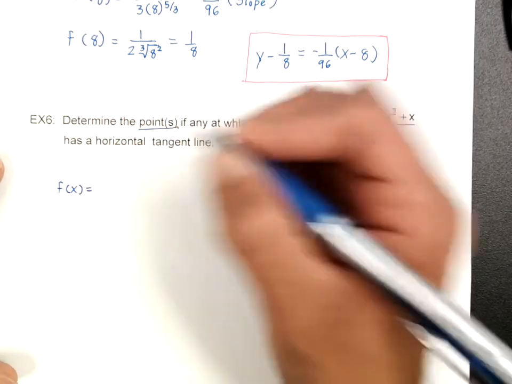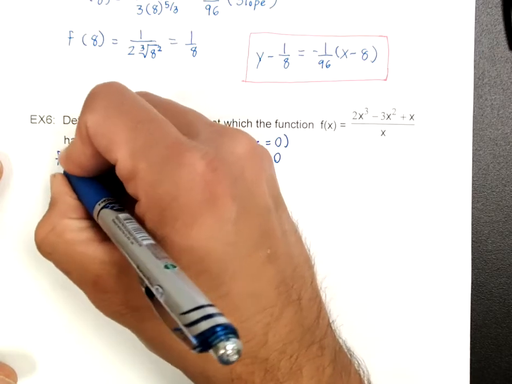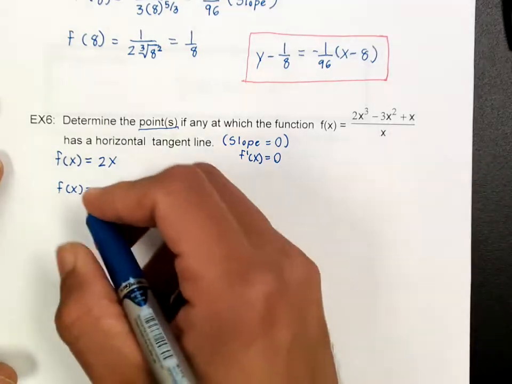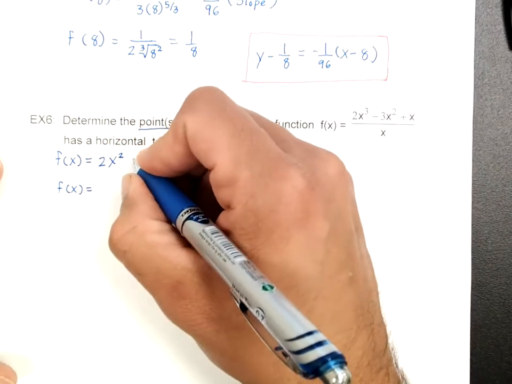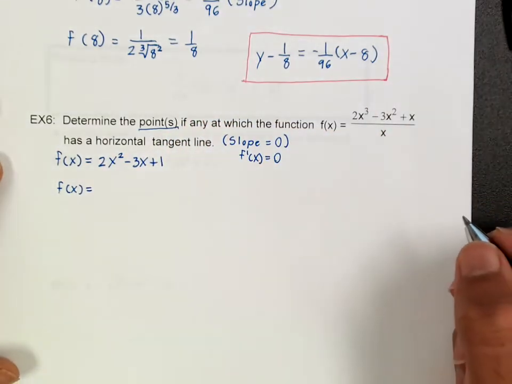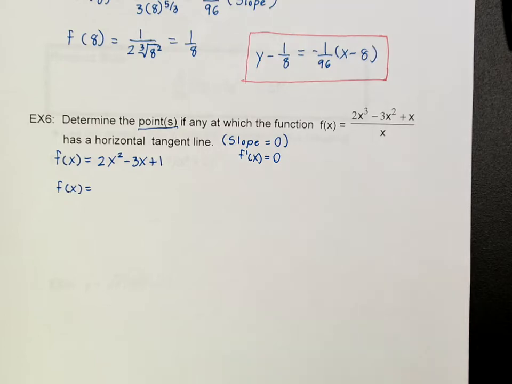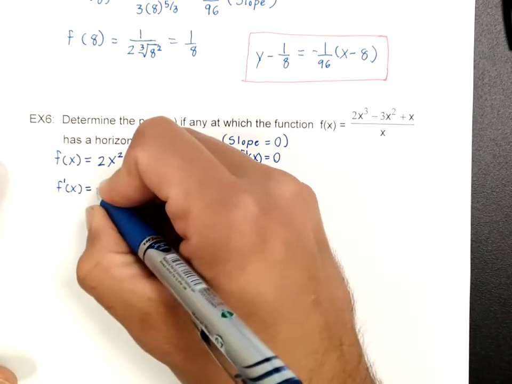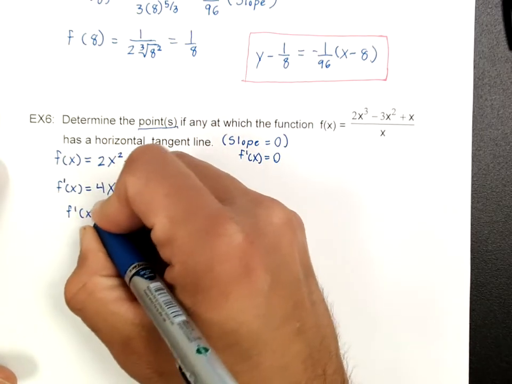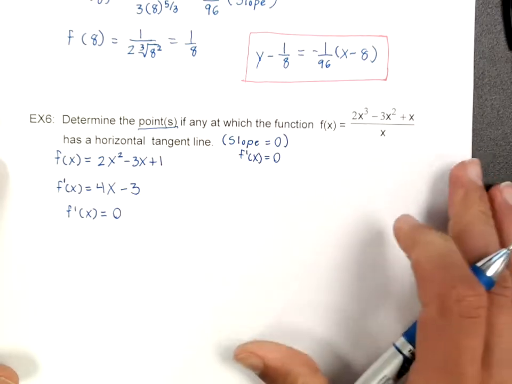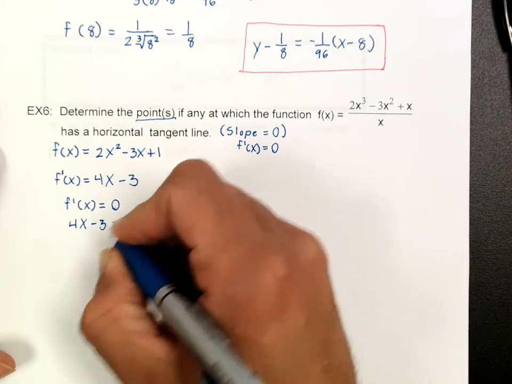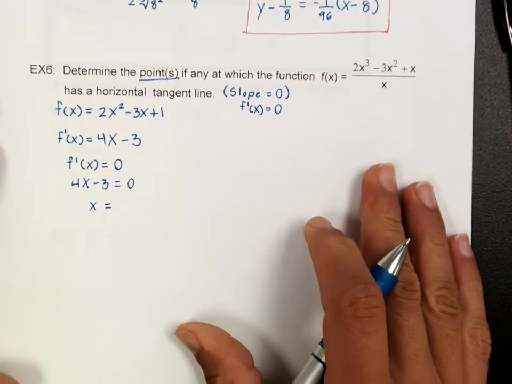Now first, I'm actually going to simplify this. Let me write it up here. I'm going to run out of room. I'm going to simplify this by dividing each one of these terms by x. Okay? So that's that. And then now the derivative would be equal to 4x minus 3. Now like we said before, we're looking for the horizontal tangent, which means where is the derivative equal to 0? So I set the derivative equal to 0, and I solve for that. And when I solve for that, I get that x is equal to 3/4.